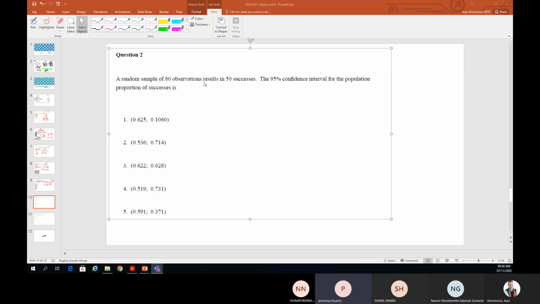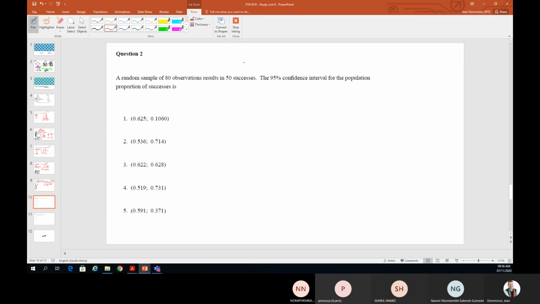Okay, so let's quickly look at the next one. A random sample of 80 observations results in 50 successes. Here we're working with proportions, but proportion is also always Z, 95% confidence. So at least we know we're working with a Z that is equal to 1,96. Then we need to look at the formula for the confidence interval for proportion.